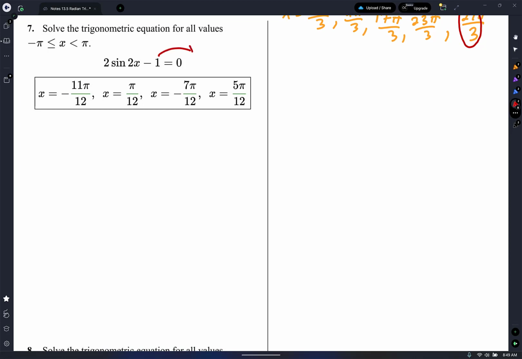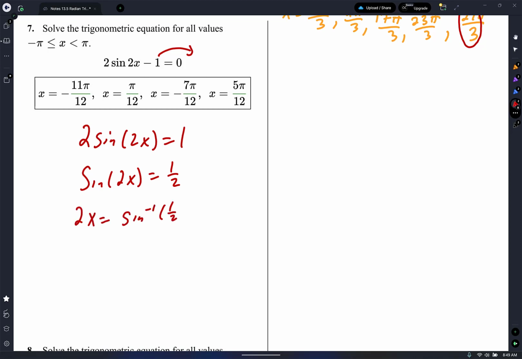Move the 1 to the other side. Move the 1, guys. Focus. 2 sine 2x equals 1. And we have a lot of space on this one, so you can write all on the right side if you want. All right. What is the next move? Divide by 2. So I'm going to write sine 2x equals a half. What is the next move? Inverse. So I'm going to write 2x equals arc sine of half plus 2 pi n.